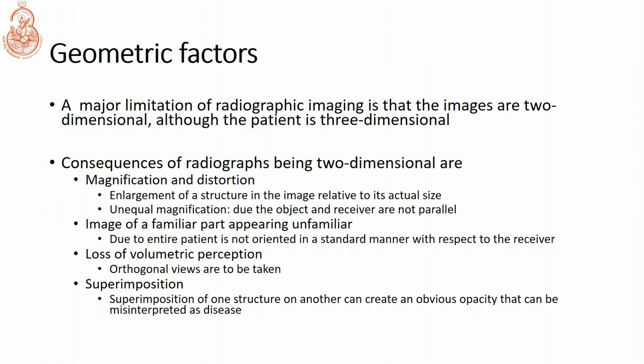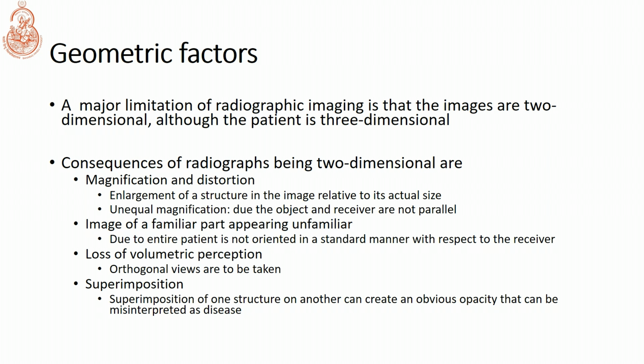And what are the consequences of radiographs being two-dimensional? The consequences are that it causes magnification and distortion. It produces an unfamiliar image of a familiar part. There can be loss of volumetric perception. There can be superimposition. What do you mean by magnification?